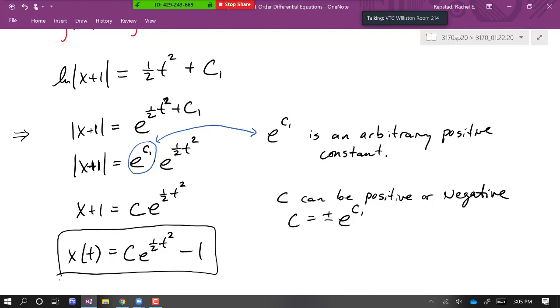I'm going to pause there for a moment and see if there are questions on this. My question is just, why can you drop the absolute value? Why can we drop it?